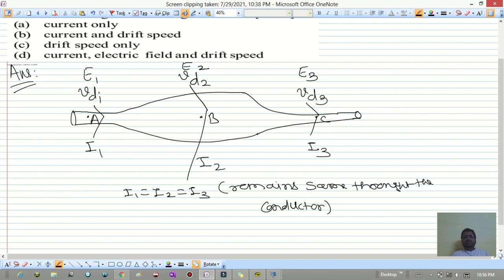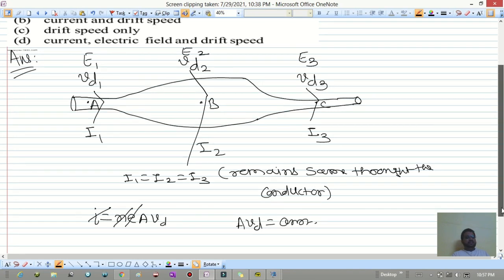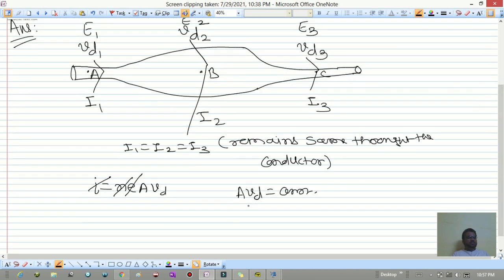Now what about the drift speed? Drift speed, we know that current I is equal to NEAVd. Just now we have seen I is constant, N is constant, E is constant. So what is area into drift speed? It is constant. This indicates if area changes, drift speed changes.